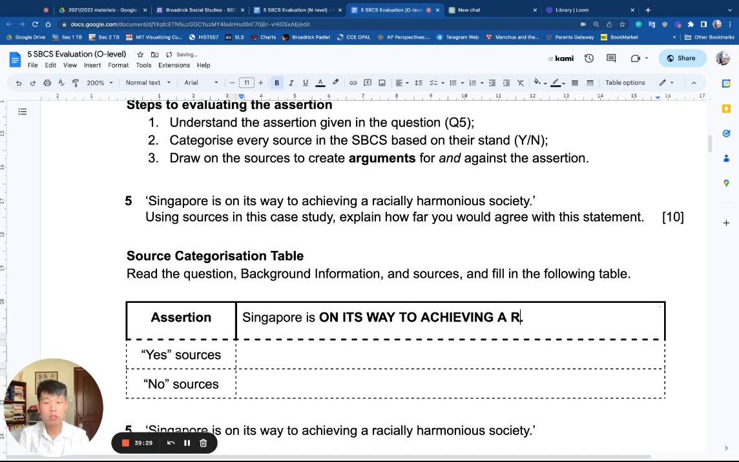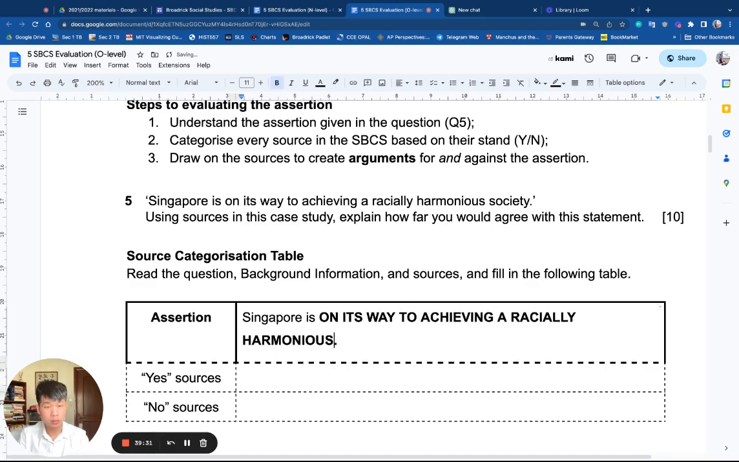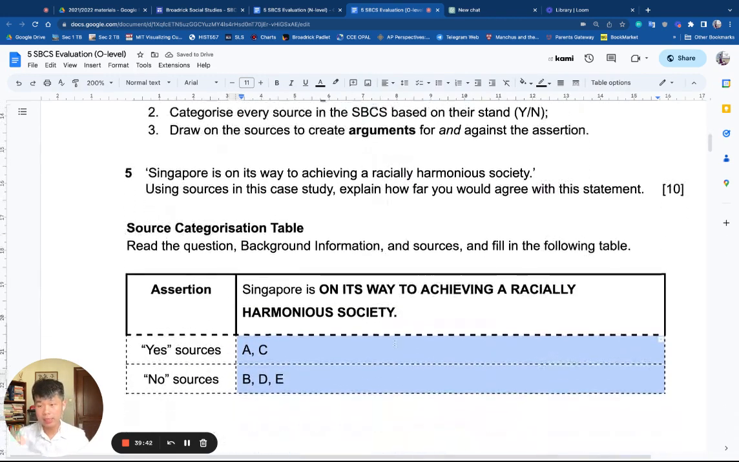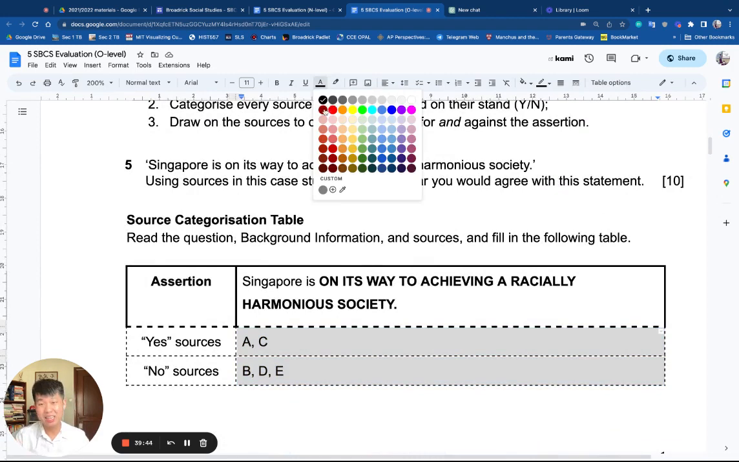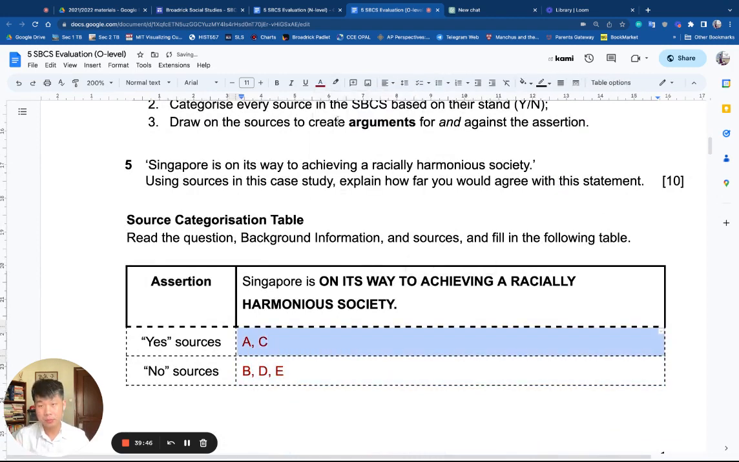So for the statement of Singapore is on its way to achieving a racially harmonious society, the yes sources would be A and C. The no sources would be B, D, and E. So please take note that the sources yes and no depend on the statement you are given. I hope you realize this in your worksheet. I hope you didn't just blindly copy what I did for the N-level video. Pause and check. If you don't understand what's going on, you go back to the sources.